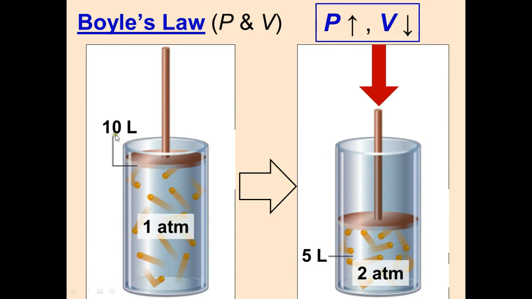In this case, we have a 10 liter volume and 1 atm pressure. We doubled pressure from 1 atm to 2 atm here, and notice how the volume was halved. Remember, if one is doubled, the other one does the opposite when it's inverse. Another cool thing you can do to check if you're correct is that 10 times 1 is 10, and 2 times 5 is also 10. So they always multiply to the same number like this.